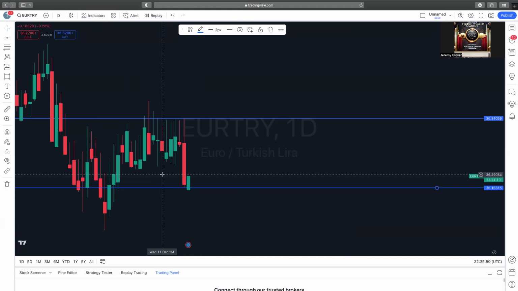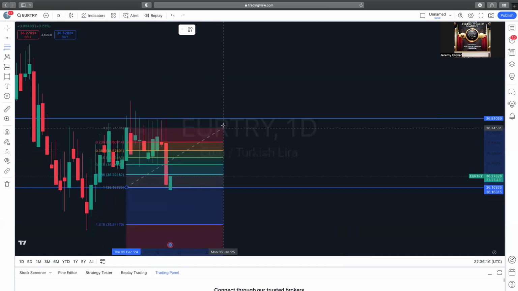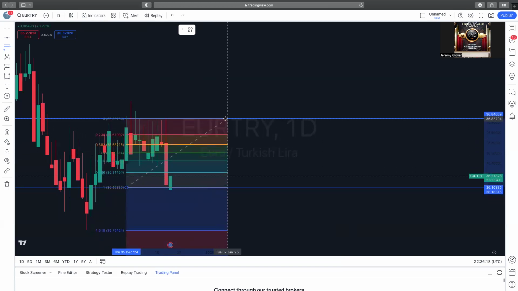Now, mind you, this is the Turkish Lira, which is actually an exotic pair, right? So this is the support, and this is the resistance. How I like to do the retracement, I like to start from the bottom up, so the bottom up should calculate and bring the numbers out properly. So the higher high, the lower low, bottom up.